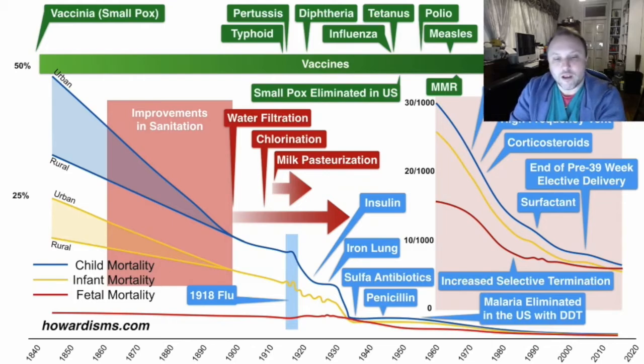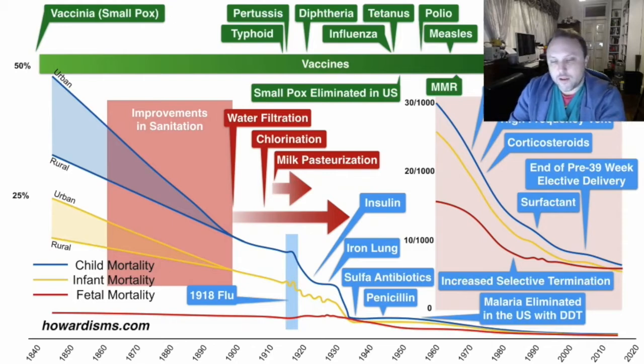And improvements in sanitation and water filtration and availability of clean water, and then just nourishment. We never had much of a malnourishment problem in the United States, but undernourishment and malnourishment continue to be a leading cause of death, or at least a contributing factor to disease vulnerability, in developing nations.